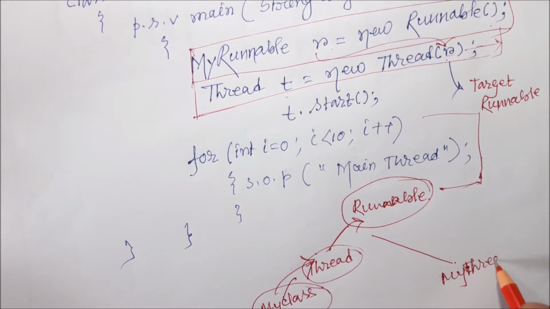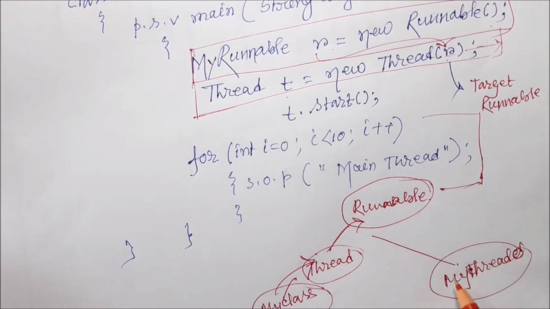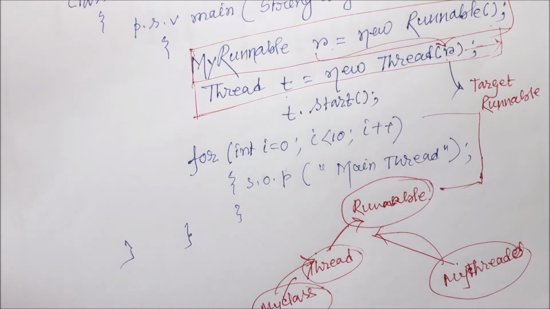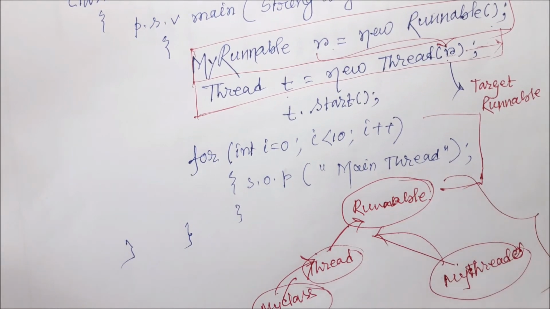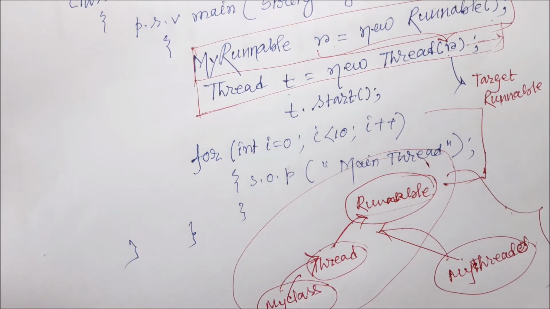Another procedure is that I directly implement the runnable interface in my class, whatever the name of my thread class is. So this is called implementing the runnable interface, and the first approach is extending the thread class, and the second approach is implementing the runnable interface. That is the difference between the two approaches. The first approach is to extend the thread class, and the second is to directly implement the runnable interface.